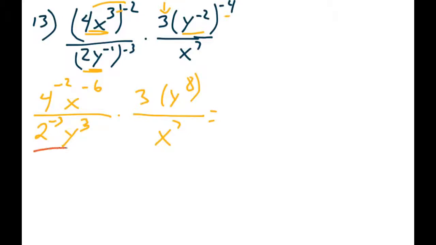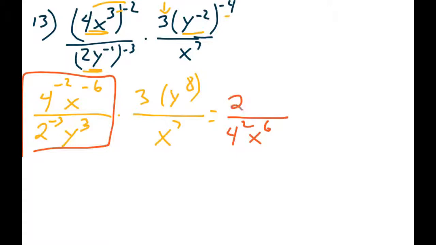If I'm looking just over here, that 4 to the negative second, I could bring down into the denominator and make it 4 to the positive second. X to the negative 6, I bring it down, make it x to the positive 6th. 2 to the negative third, I can bring it up in the numerator, make it 2 to the third. And then that y to the third can stay in the denominator. That's a positive 3, so it just stays. And over here, we just have 3y to the 8th and x to the 7th. Nothing to do there yet.